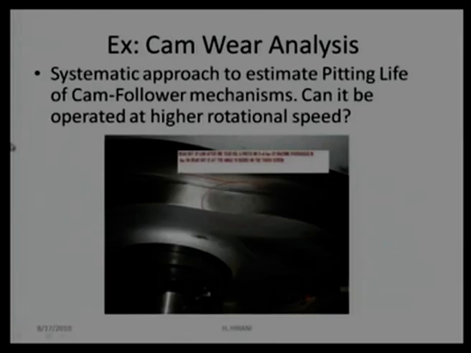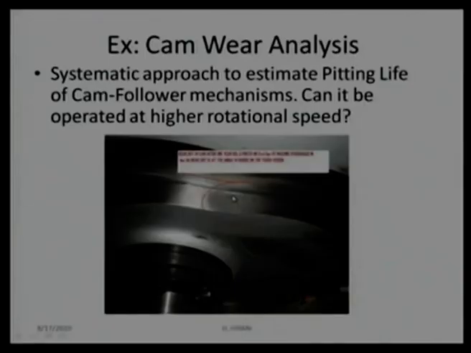Can we follow a systematic approach to estimate this kind of pitting life of a cam follower? Even though in my previous slide I mentioned that wear will not occur alone, it will be a combination of wear mechanisms which work together. However, this was a precision related operation, so this cam was rejected at a much earlier stage, just within 1 year it was replaced with a new cam.